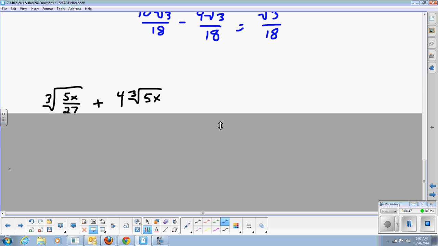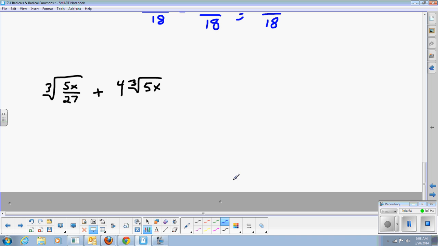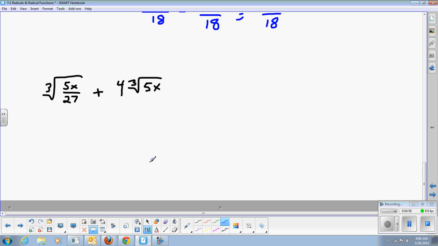Now, one more example for you here. It's a cube root example, and in this one you actually will be using the quotient rule. So this one we're going to use the quotient rule, and we're going to be adding some radicals together with cube roots. So looking here, I have the cube root of 5x over 27 plus 4 times the cube root of 5x.